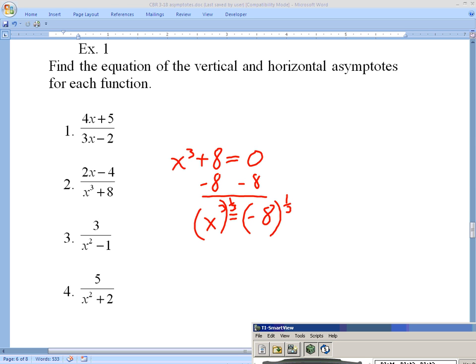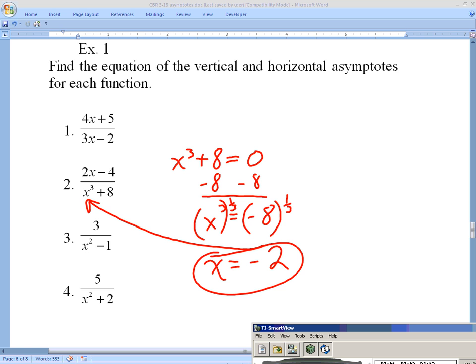Well, it's an odd exponent. I know it has to be negative, so -2 times -2 times -2 gives me -8. So x equals -2. And again, we can check that. If we plug it back in here, we end up with a -8. -8 plus 8 gives me 0, and that's where my graph would be undefined, so I have an asymptote there. So my vertical asymptote, again, x equals -2.